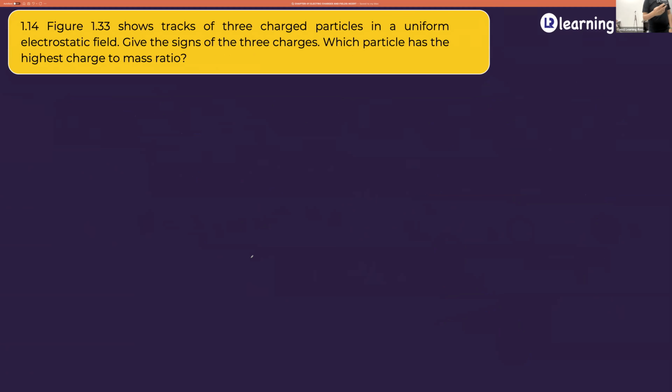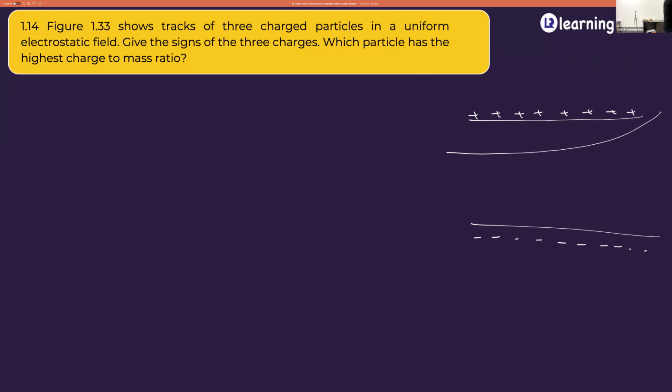See, the diagram is not given. I think this is positive, right? So this is negative. And I think one will go like this and the other will go like this. And the third one will go like this, right? First, second, and third. So if you see, figure 1.33 shows tracks of three charged particles in the presence of uniform electrostatic field. Give the signs of these three charges.